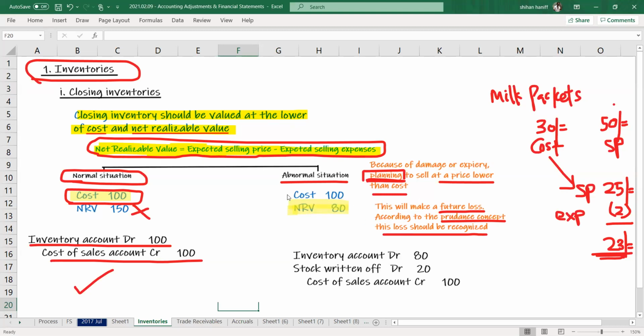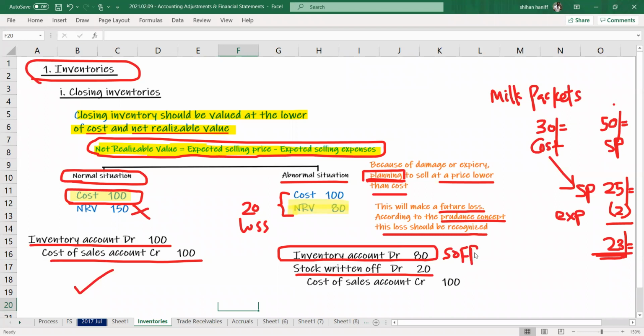So how much is the loss? Let's say cost is 100, NRV is 80. So 20 is the loss. So we have to take this loss into the income statement. Stock written off 20,000 and inventory account should be debited only 80,000. This is the amount that goes to SOFP. And cost of sales, we take the cost to the income statement.